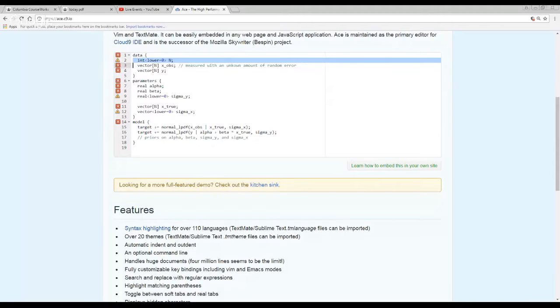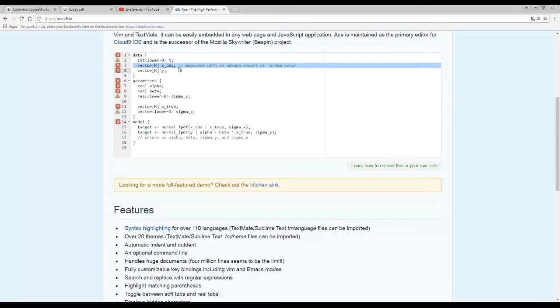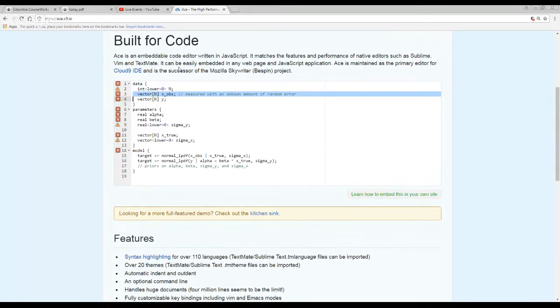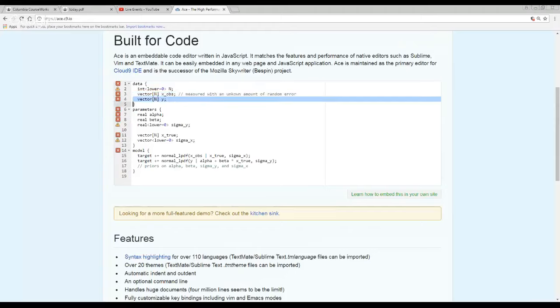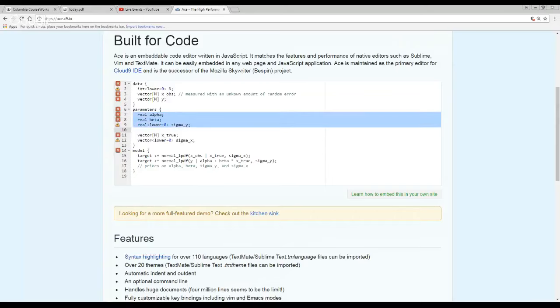You declare what n is. You declare your observed x, but in this case we're thinking about x as being contaminated with an unknown amount of error, and we're going to estimate what the true x is, and we're going to estimate what the error standard deviation of the measurement error is. You have some outcome variable y. In the parameters block, you have an intercept, you have a coefficient, and you have a standard deviation for the errors in y. We're just going to be doing a linear regression model here.